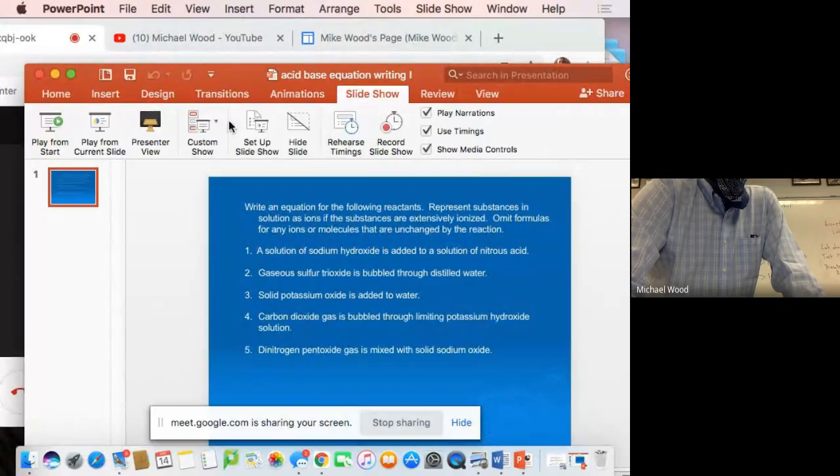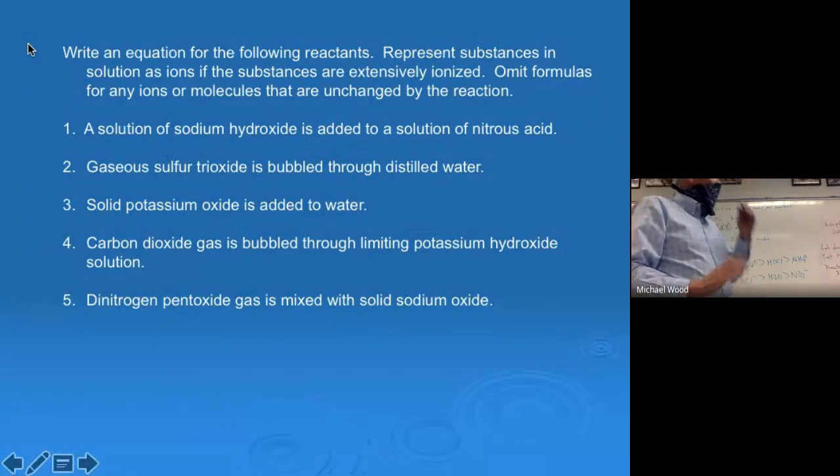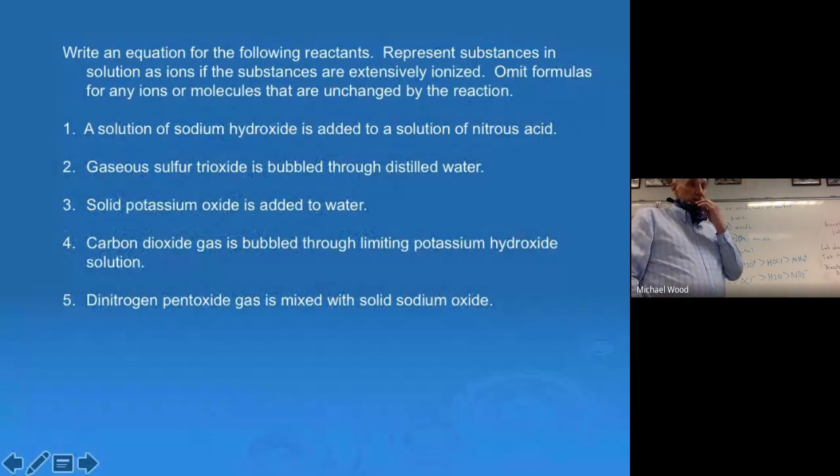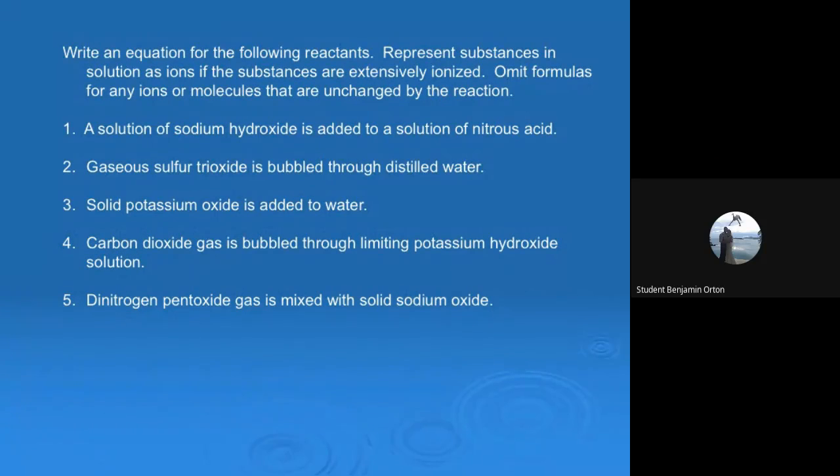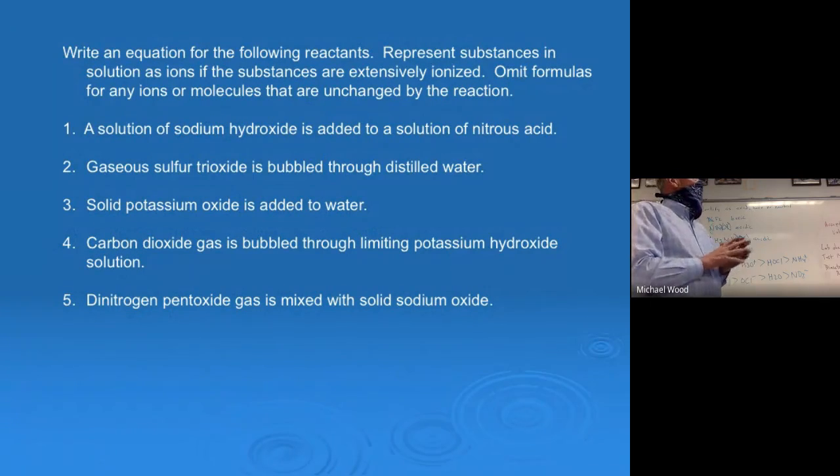Okay, so here we go. This one's going to take a couple minutes, and then this will be our last review problem. Okay, so if you read this, Ben, can you see that? Yep. Okay. So it says write equations for the following reactants.